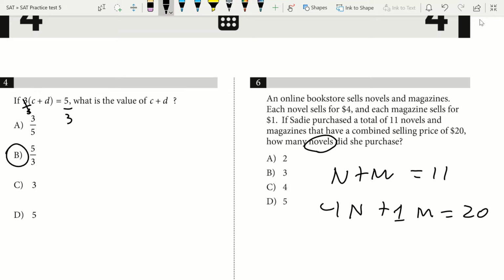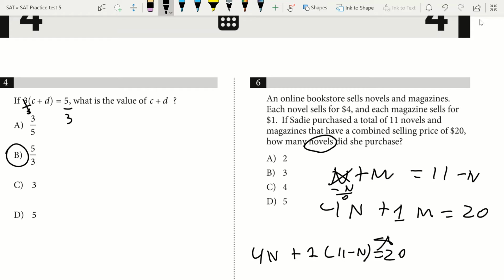Well, we have a total of novels and magazines equals 11, so we can use that to solve for our amount of novels, right? Because we have our total cost equation down here, and we can see that when we manipulate our equation N plus M equals 11, we can get M equals 11 minus N. Now when we plug that in for M, we'll have 4N plus 1 times M. We know M is 11 minus N equals 20, right?